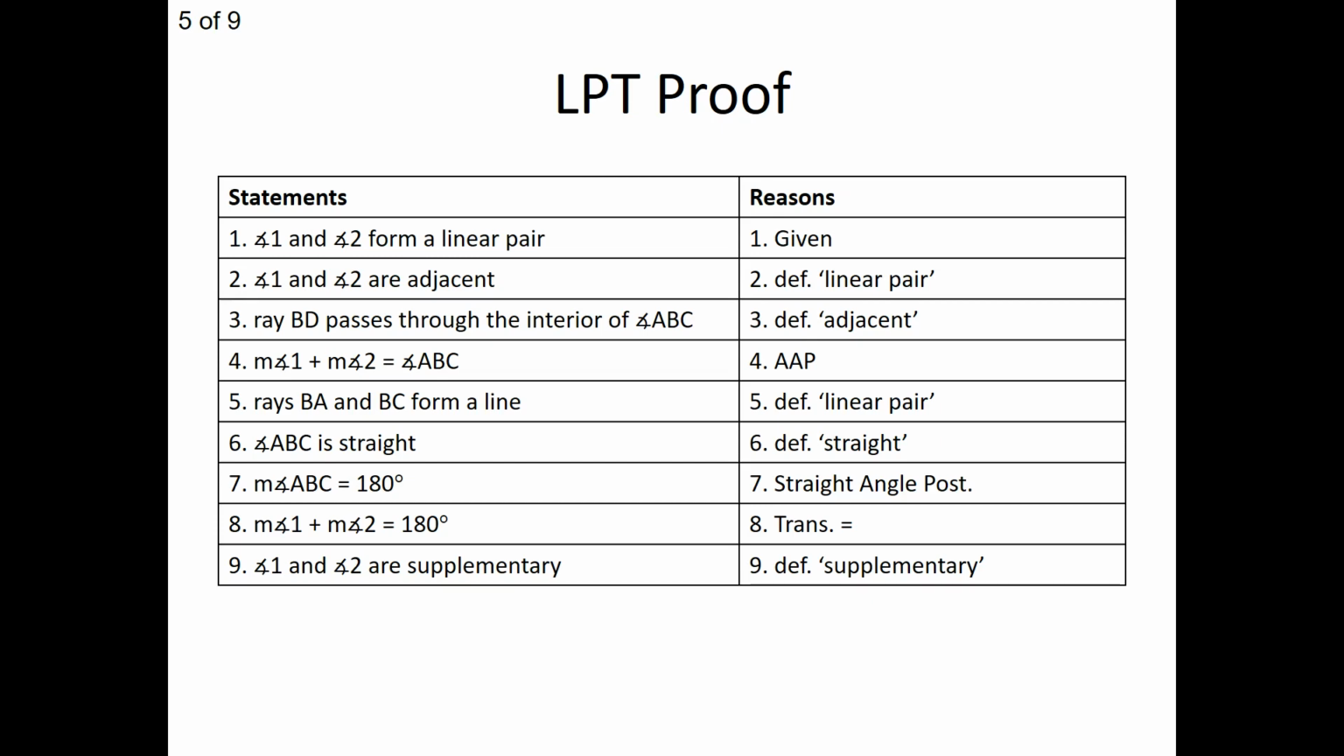So in step 5, you see me following with that next thought. I state that rays BA and BC form a line. That's the definition of linear pair. That's where I get that from. I reason my implication statement there. Well, what follows from two rays forming a line? That means they form a straight angle. So in statement 6, angle ABC is a straight angle. Why? Because it satisfies the definition of straight angle. That means I can call the measure of angle ABC 180 degrees by the straight angle postulate.